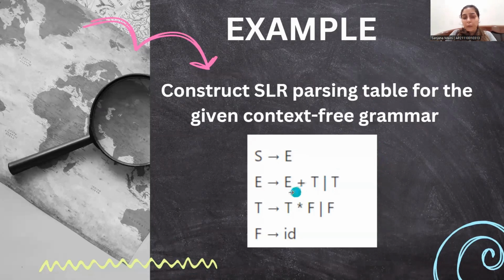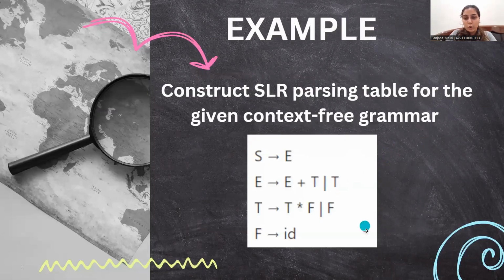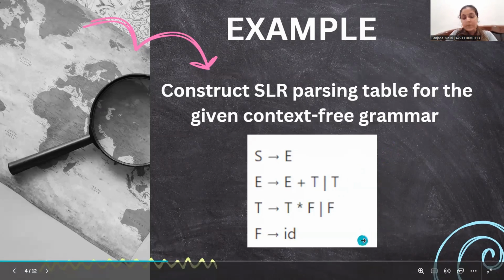Another place where E appears on the right hand side is in the second production rule, and the right hand side of E is a terminal symbol, which is plus. So the follow of E will be plus also. In general, adding the two, it will be dollar and plus. And there is no other production rule which has E on the right hand side.